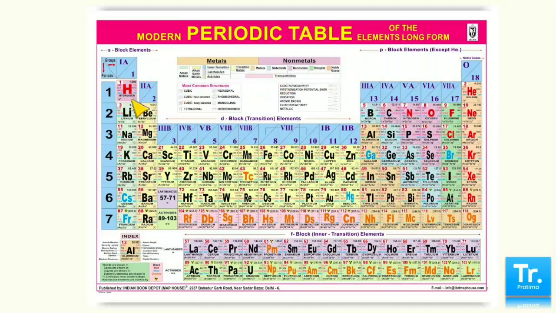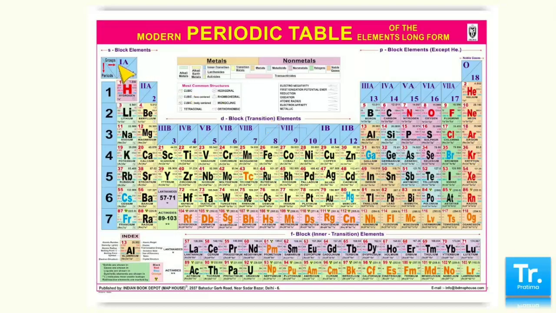The first one, group 1, the name is alkali metals. Group 2 is alkaline earth metals. 3, 4, 5, 6, 7, 8, 9, 10, 11, 12, that means 3 to 12 are transition elements. 13, 14, 15, 16, 17 individually are named as boron family, carbon family, nitrogen family, oxygen family, and the 17th one is halogen. The 18th group is the zero group or inert gases or noble gases.